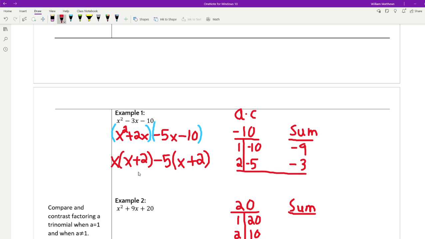Now that these are the same, I can factor out the parentheses x plus 2. If I divide the first term by the parentheses x plus 2, I'm left with x. And for the second term, when I factor out the sum of x and 2, I'm left with a negative 5.